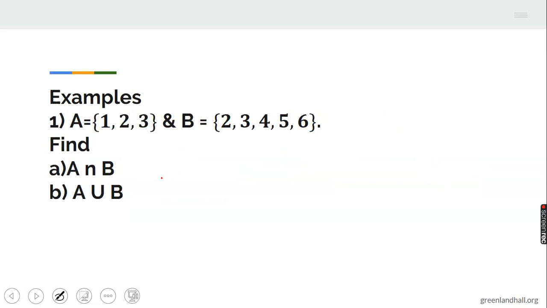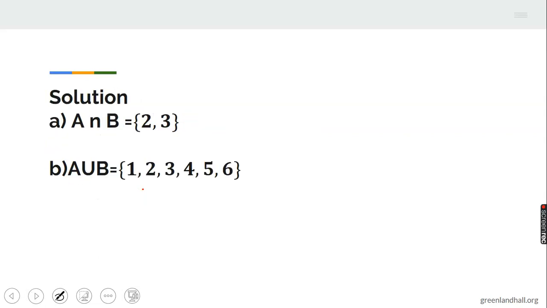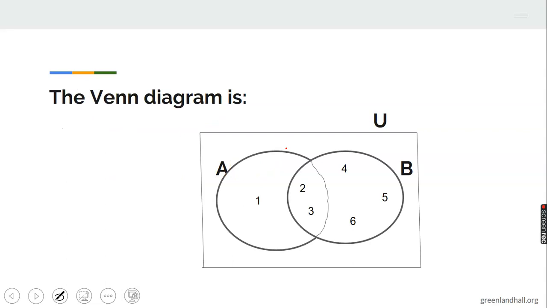Example: A is 1 to 3, B is 2 to 6. Find A intersection B and A union B. And this is the solution. It's only 2 and 3 that are common to them. So this is the intersection. Then what is in both A and B is 1 to 6: 1, 2, 3, 4, 5, 6. That's the union.